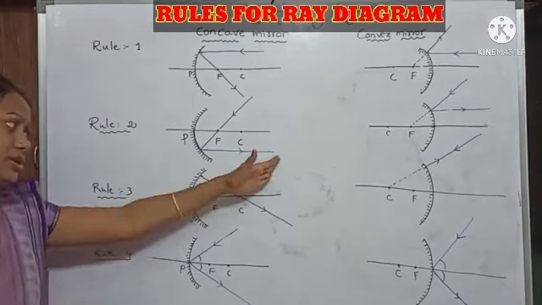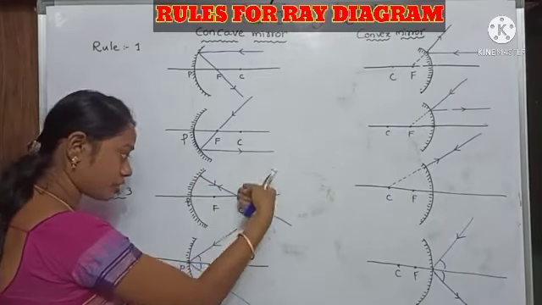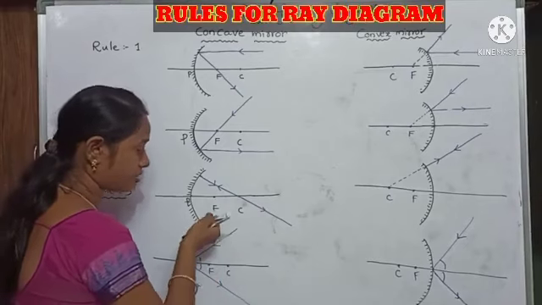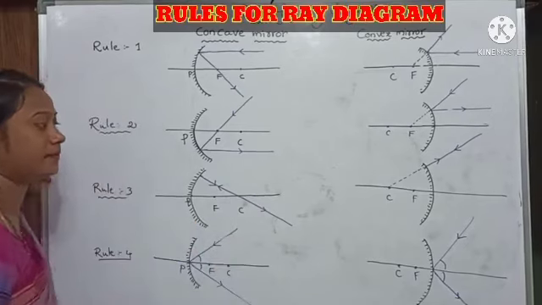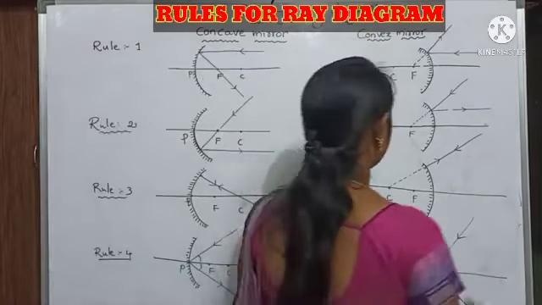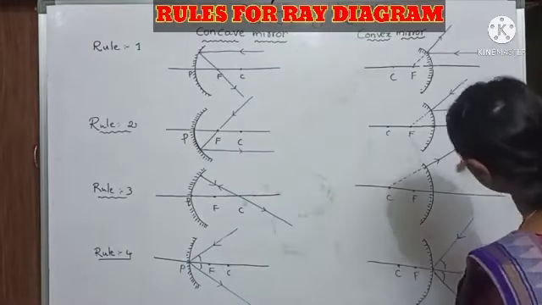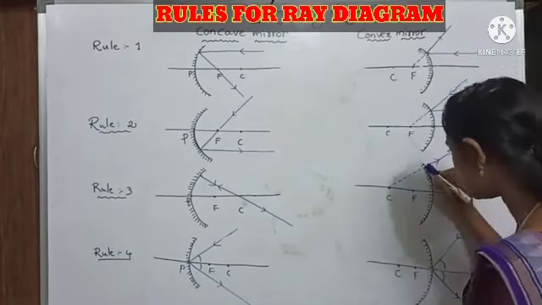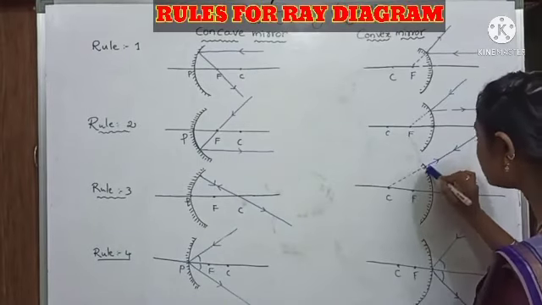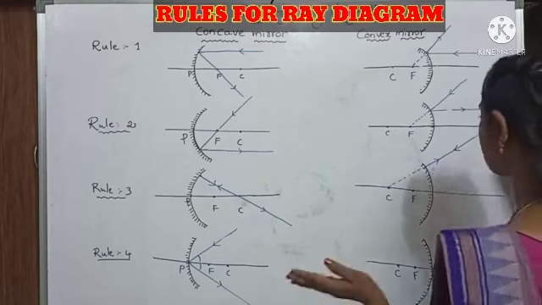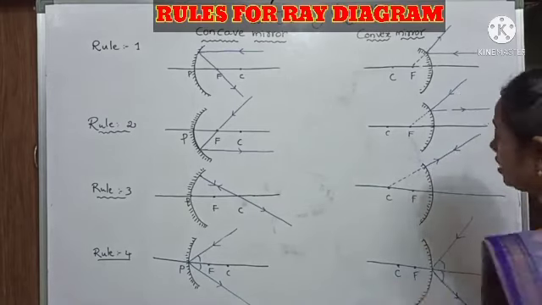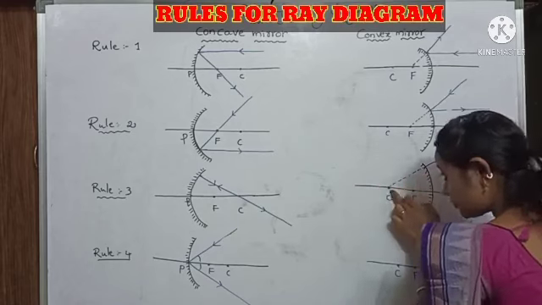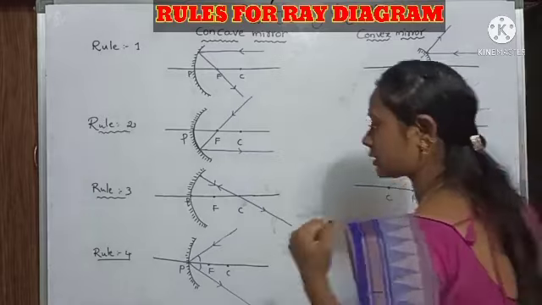If the light comes in this direction also, it just comes like this, hits the reflecting surface, and goes back. Next, here also, when the light comes along the direction of the center of curvature, it again reflects back in the same direction. Here also it looks like the reflecting ray is coming from the center of curvature.